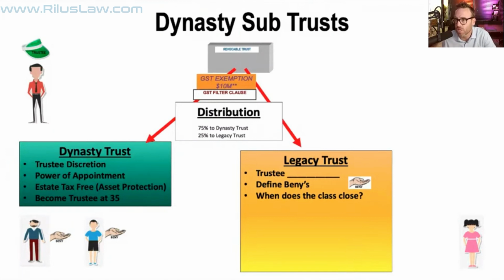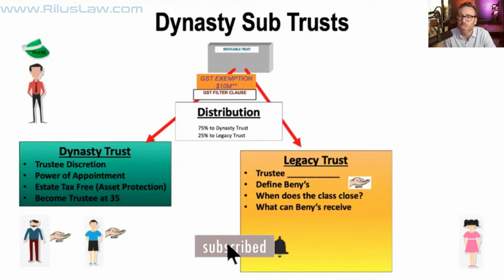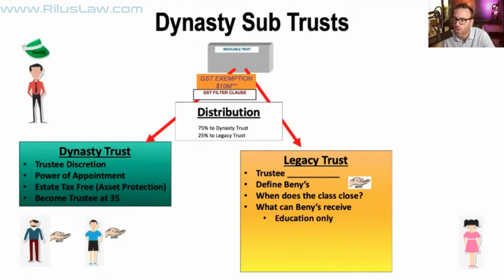Let's say this trust was funded with $1 million. Who are the beneficiaries, when does the class close, and what can the beneficiaries receive? These are some of the challenges with designing a legacy trust. Do we want to keep it what I call a common pot trust, where all the money is sitting in one place, or do you want it to go into individual trusts once the grandchildren are born? And then what can the trust be used for?